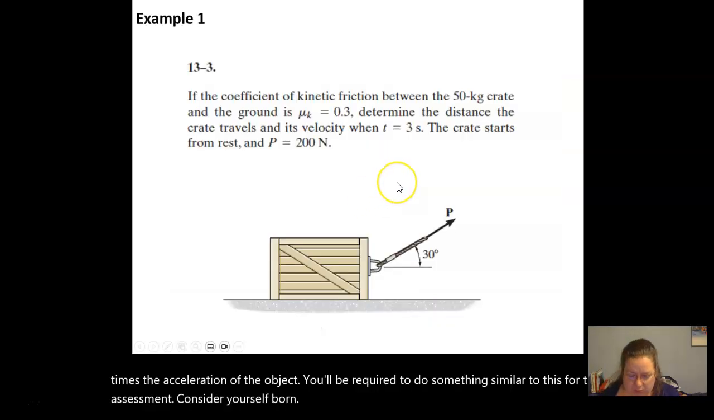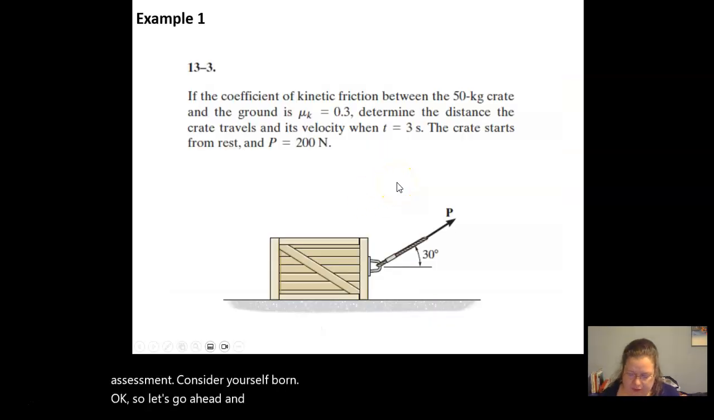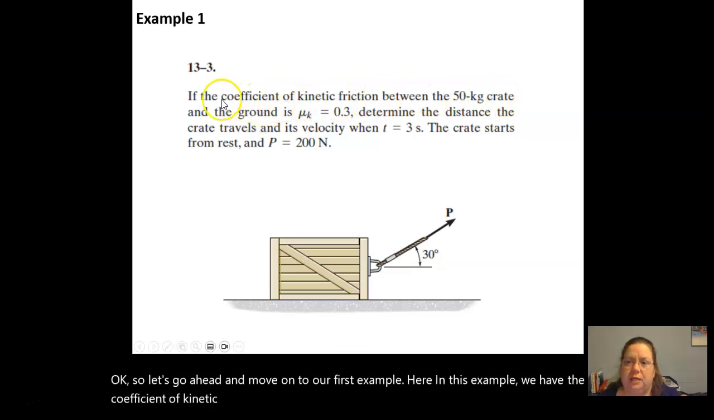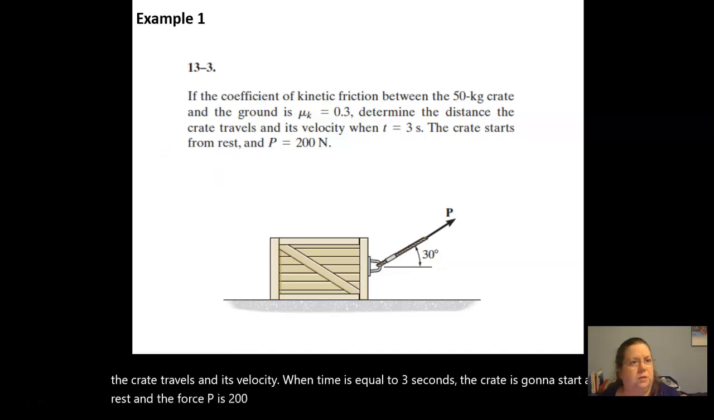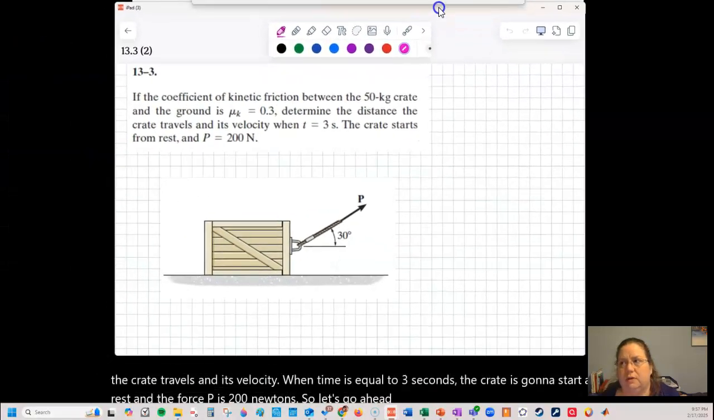Okay, so let's go ahead and move on to our first example here. In this example, the coefficient of kinetic friction between the crate and the ground is 0.3. Determine the distance the crate travels and its velocity when time is equal to 3 seconds. The crate is going to start at rest, and the force P is 200 newtons. So let's go ahead and work on solving this problem.